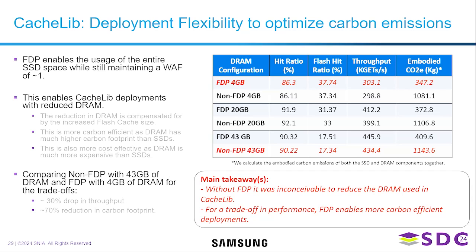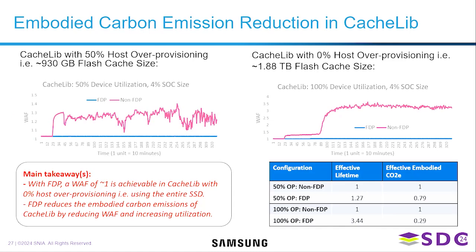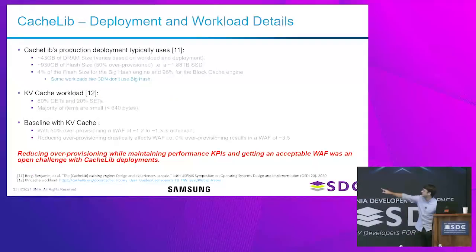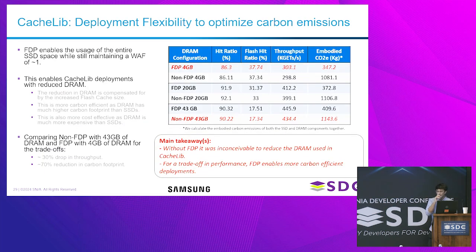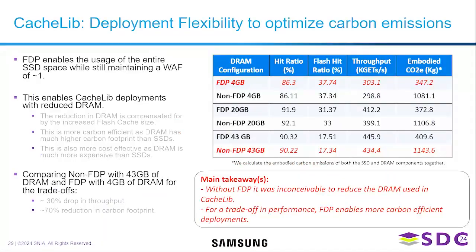And we vary the DRAM configurations. Like I mentioned earlier, the default that CacheLib uses is 43 GB of DRAM, so we try to reduce that and see what happens in CacheLib. The key to note here is that the SSD write amplification you get when using CacheLib, the DRAM has no impact on that. It doesn't matter. For all of these configurations, with FDP, you get a write amplification of 1, whereas with non-FDP, your write amplification is 3.5 because you're using your entire SSD.